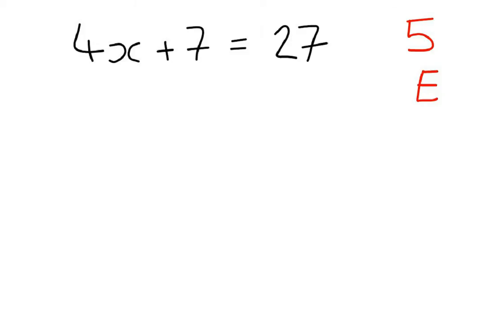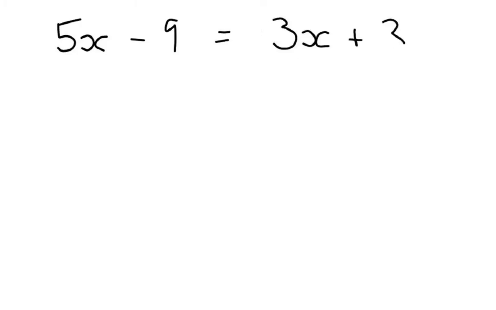Okay. What makes these questions more difficult that we'll be looking at today is that you will be given something along the lines of this: 5x minus 9 equals 3x plus 3. Now what this means is that 5 times an unknown number x, take away 9, will give me the same as if I start with the same x, multiply it by 3, and then add 3.